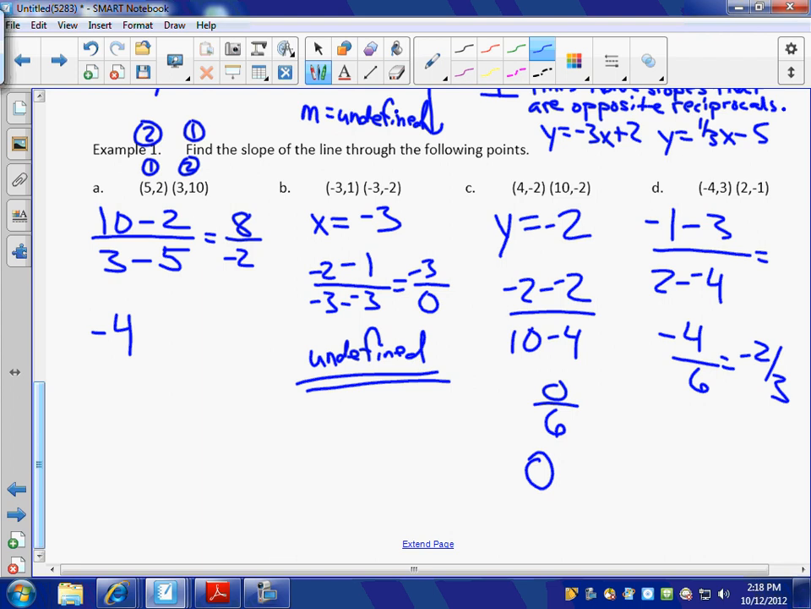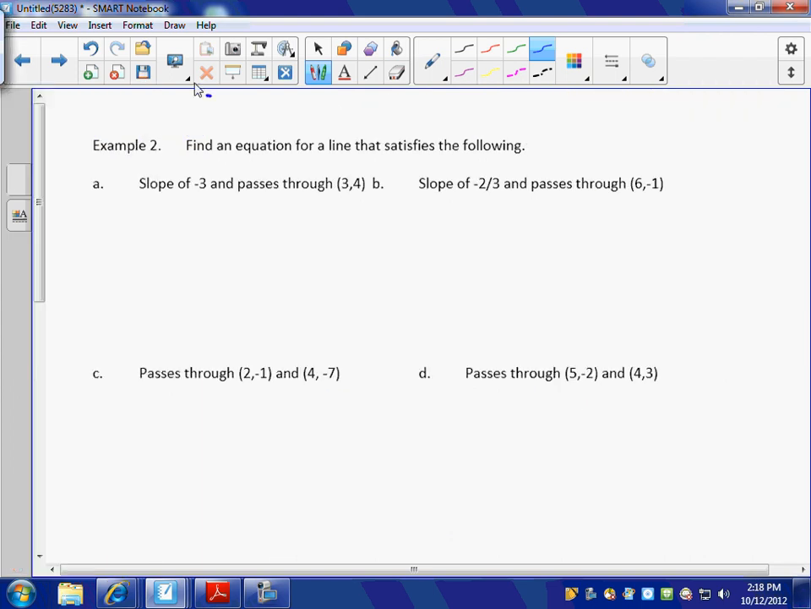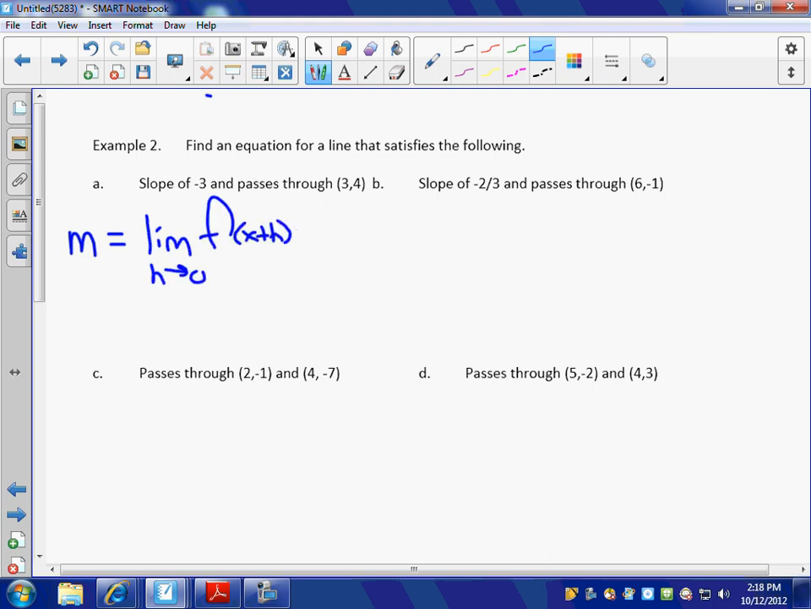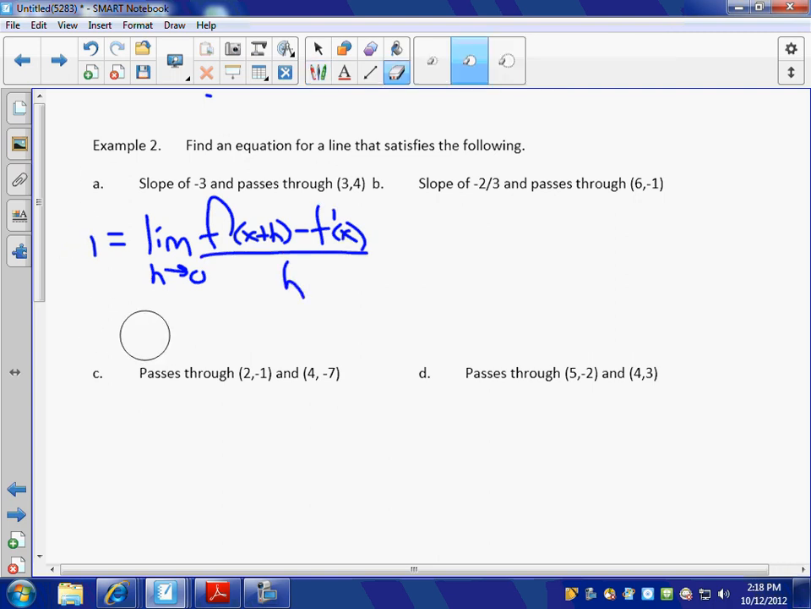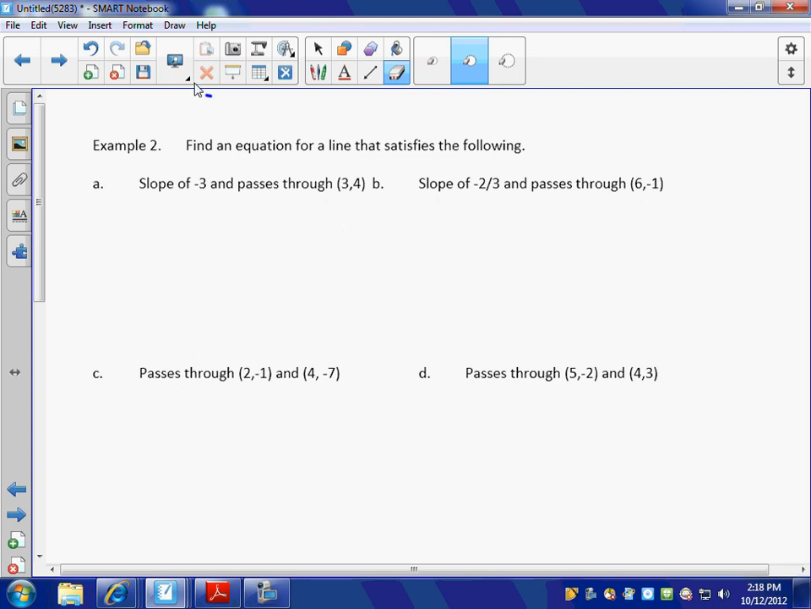Easy. Let's try slightly more difficult problems, but still very simple. Write an equation for a line that satisfies the following. In calculus, Chrissy's been spending a lot of time writing equations for lines as well. But when Chrissy comes up with the slope, she has to do this. M equals the limit as h approaches 0 of f of x plus h minus f of x all over h. And that's how she finds slope. That's extremely more difficult. But that's where you'll head in calculus. We are not going to do that.